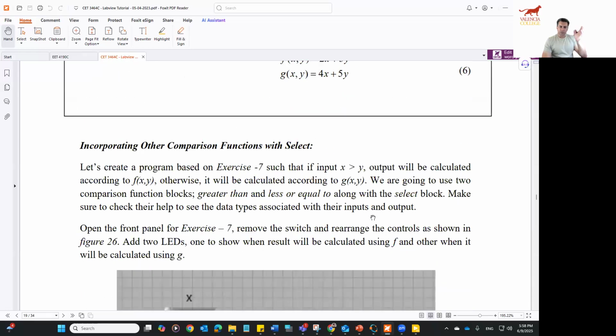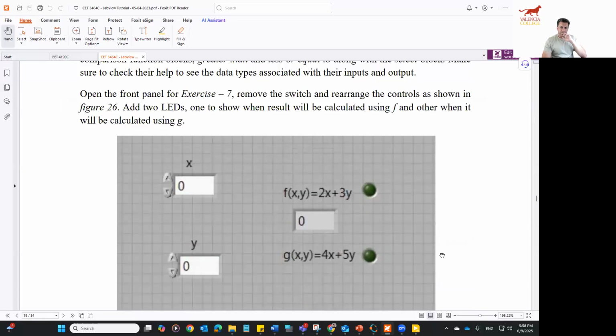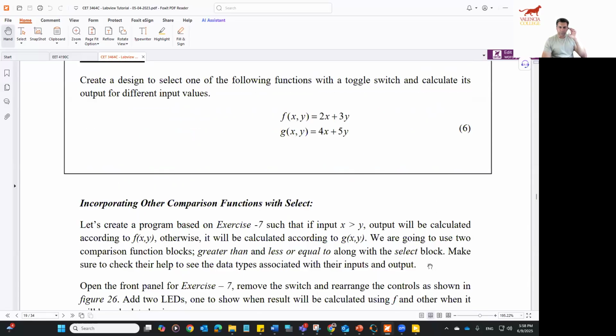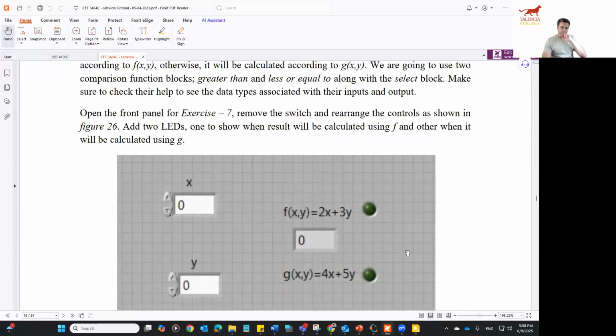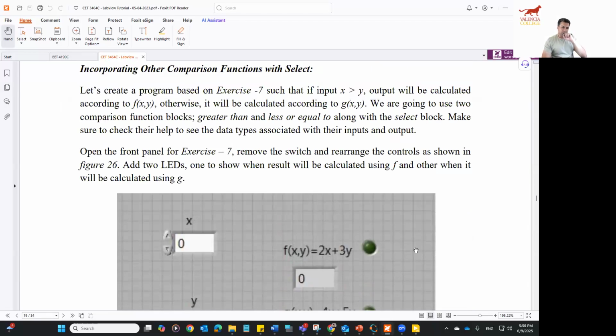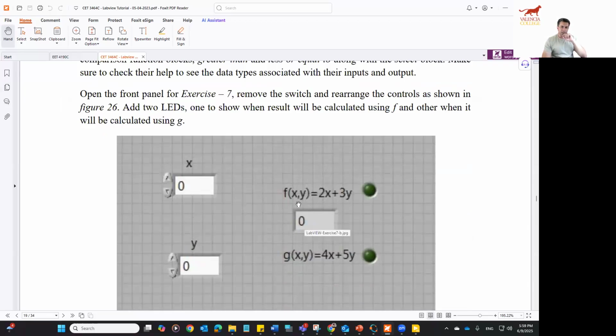Incorporating other comparison functions, I showed you how to use the comparison function as well. Again, if you are implementing this same exercise, but instead of using a select switch, you are using a condition. Again, I showed you how to use the condition, and the condition is x is greater than y. If x is greater than y, then the output is calculated according to fxy. If x is less than or equal to y, the output is calculated according to gxy. So that's what we are doing in this exercise.